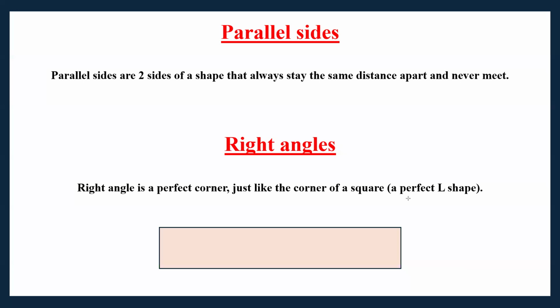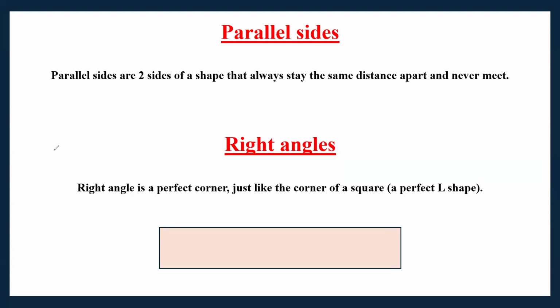Now let's talk about the other thing, right angles. A right angle is a perfect corner, just like the corner of a square, a perfect L shape. So take a look at these corners here. Can you see that we have a perfect L shape right here? It's not going to be perfectly drawn, I'm afraid. But you can see, let me get rid of it now. We've got that perfect L shape in the corner, haven't we? Now we also have a perfect L shape right here. It might be upside down, but it's still a perfect corner, isn't it? So we have another right angle. And here, we've got another right angle. And here, we have another right angle. So we would describe this shape as having four right angles.